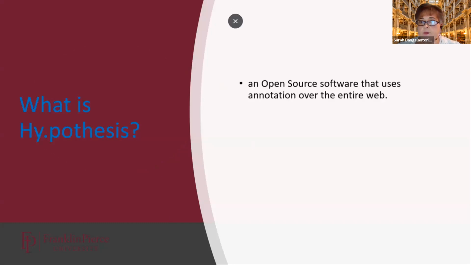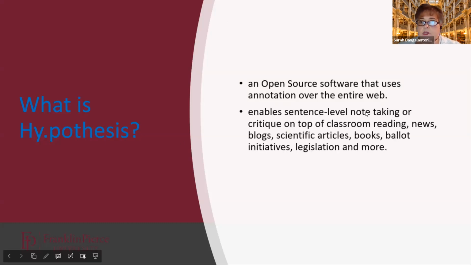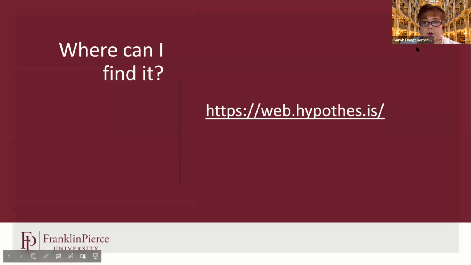So Hypothes is an open source software that uses annotation over the entire web. It will allow you and your students to do sentence level note taking or critique on top of classroom readings, news, blogs, scientific articles, books, ballot initiatives, legislations, and more. Pretty much anything that you can find out on the web can be annotated using Hypothes. So for future reference, this is the URL that will take you to the basic information about it, but you can always just look it up.